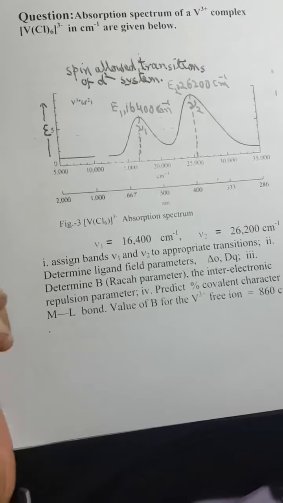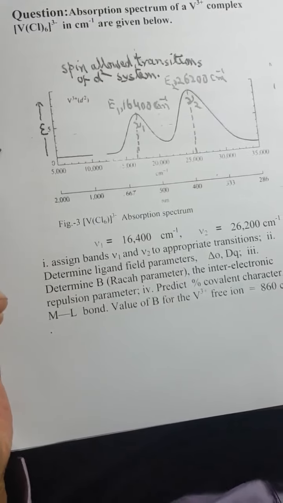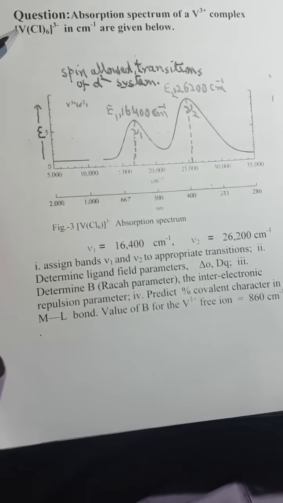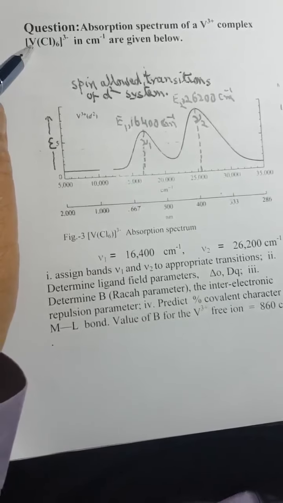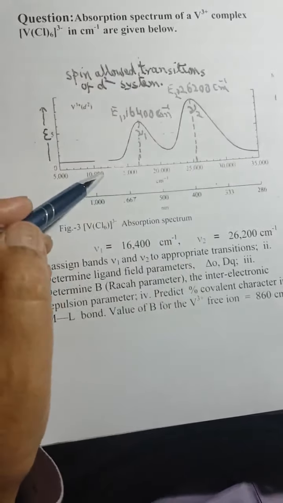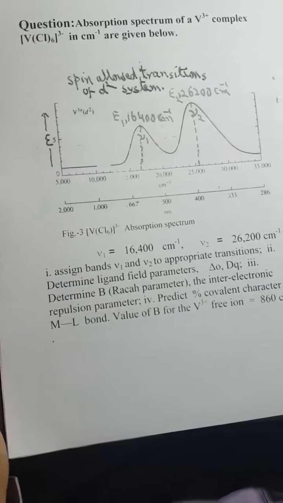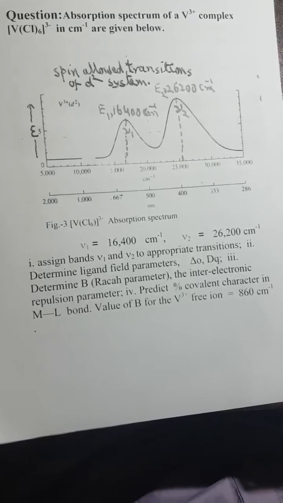Well, this is just an example you can see in your notes. This is a vanadium chloro complex, and this is its spectra. I've taken it from the book. Well, what is this band and what is this band? This comes at higher energy and this comes at lower. There are only two bands. Will there be only two bands, or three or four?